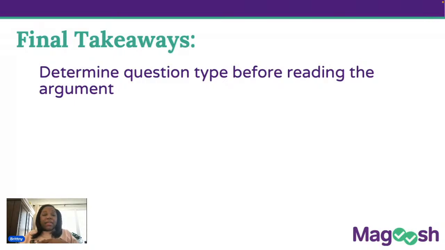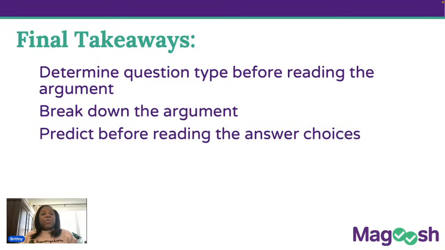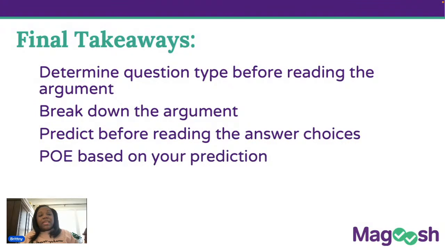And then from there, break down your argument. From there, you want to predict before reading the answer choices. Remember to trust yourself. Trust your prediction over the test maker. The test maker is there to trick you, so don't fall for the trap. And last but not least, use your process of elimination, or your POE, based on that prediction.